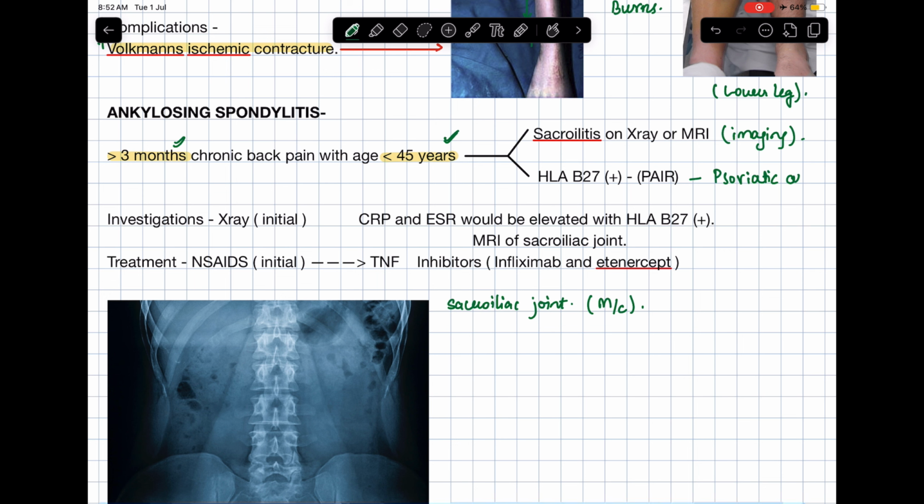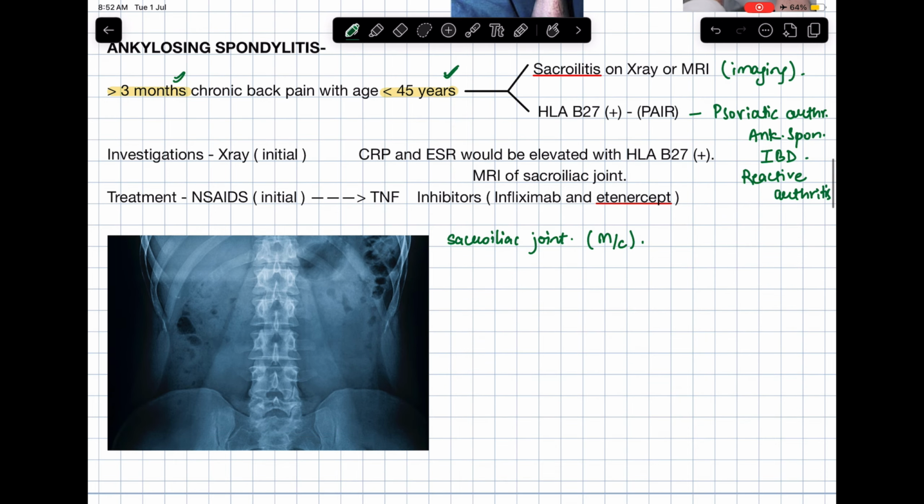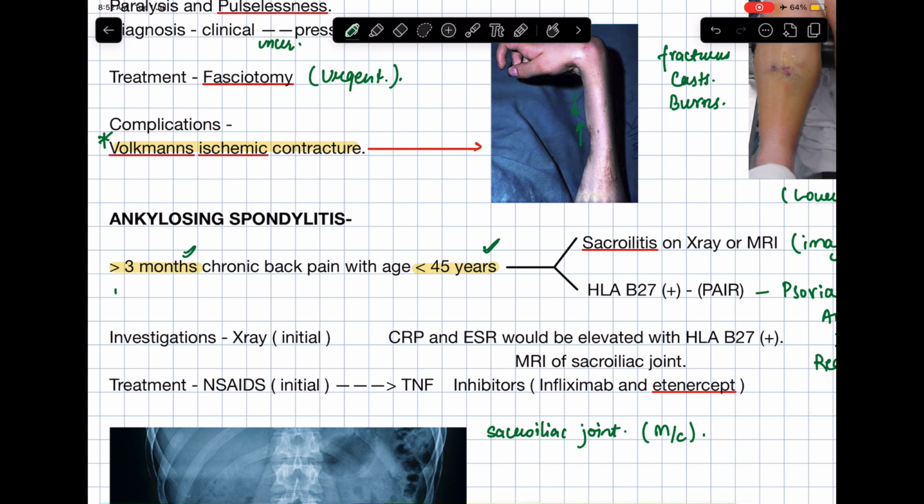First is psoriatic arthritis. The next one is ankylosing spondylitis. Then we have inflammatory bowel diseases. And the last one is reactive arthritis, also known as Reiter syndrome. Other manifestations with ankylosing spondylitis could be inflammatory back pain, uveitis, dactylitis, psoriasis, or inflammatory bowel disease.